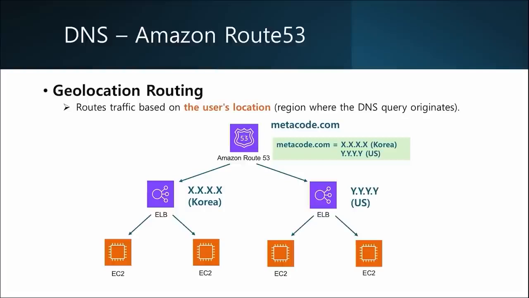Next is the geolocation routing method. Geolocation routing method is a service that returns the IP of the region according to the location of the user who made the request. For example, if you enter metacode.com in Korea, it is structured to connect to the ELB service in Korea.